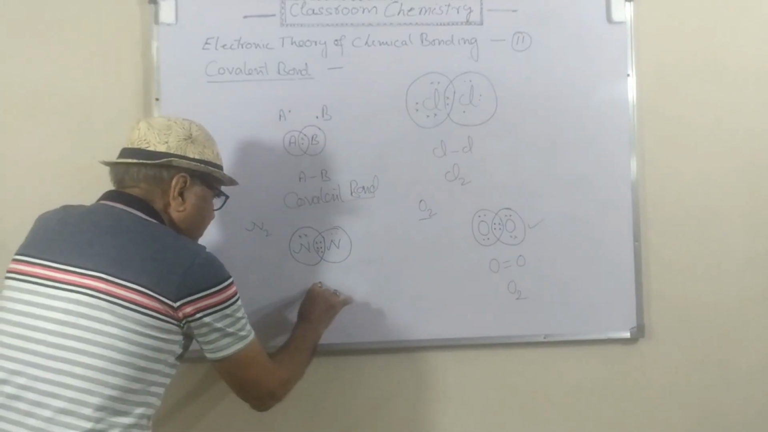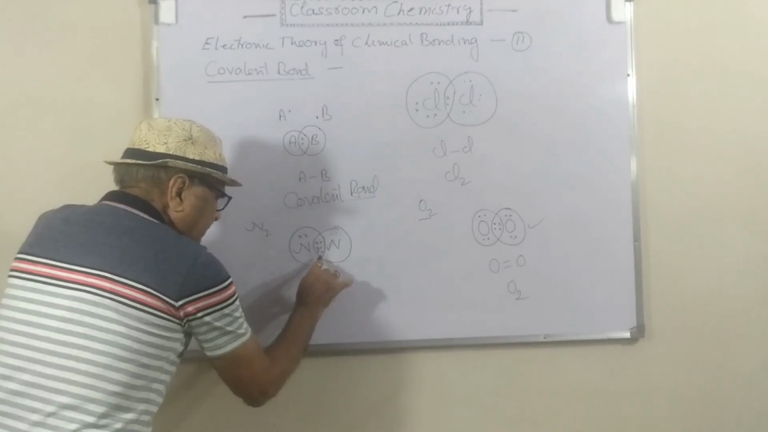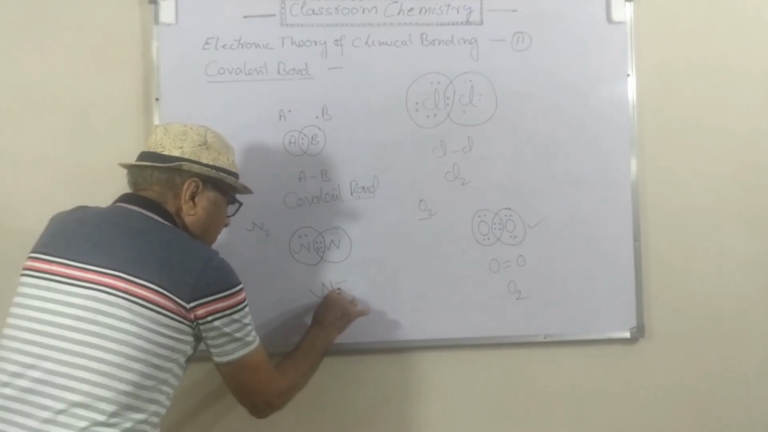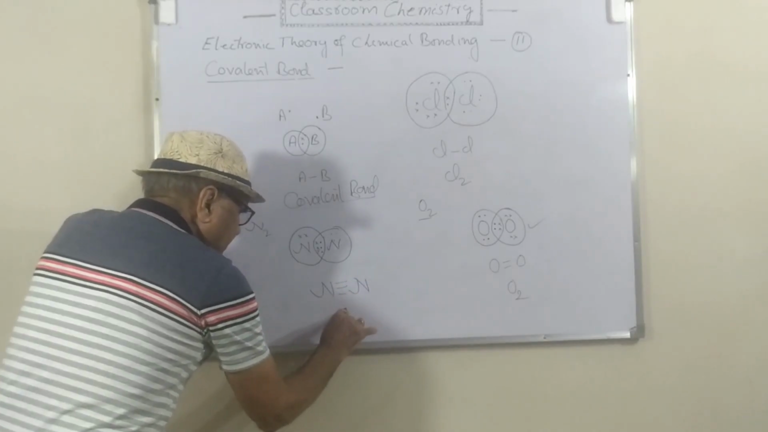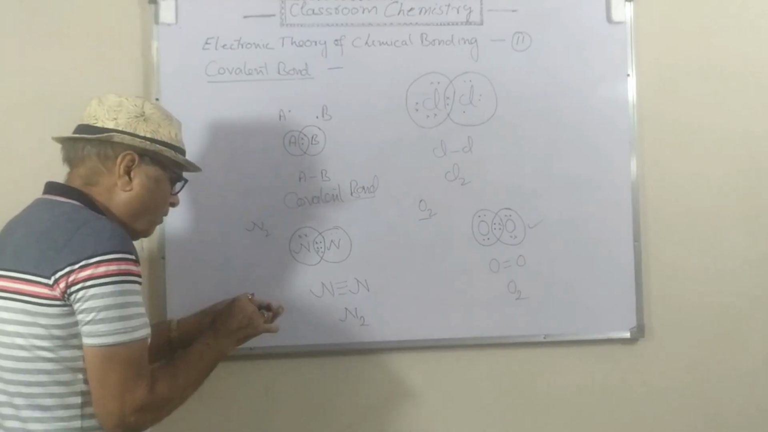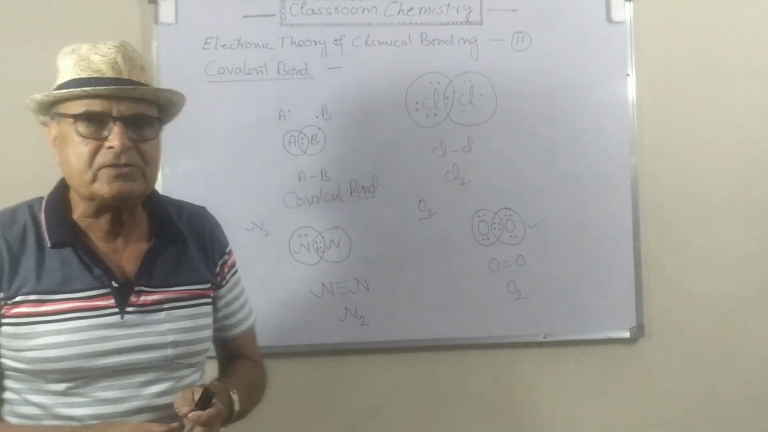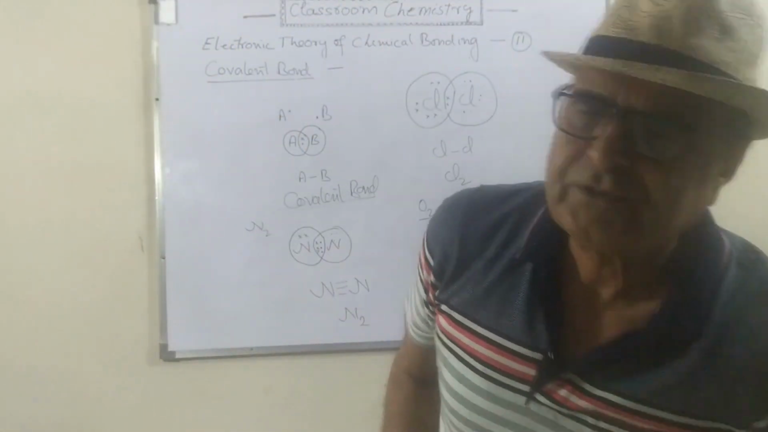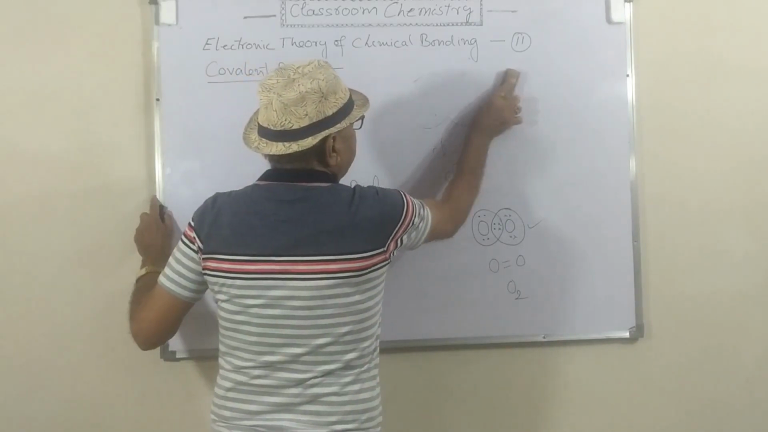How many bonds will form between the 2 nitrogen? There are 3 pairs of bonded electrons, so it will be called N triple bond N. So in the nitrogen, you will find a triple bond. Now I will tell you more examples about the picture.